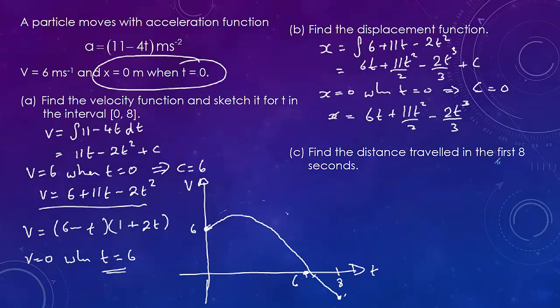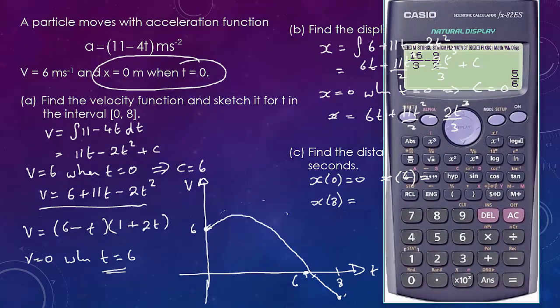So find the distance travelled in the first 8 seconds. So that's distance, not displacement. We know that x of 0 is equal to 0. We know it changes direction at 6. So x of 6 is going to be important to us. And we finish at x equals 8. So we can work all of those out using the calculator. So let's bring the calc in.